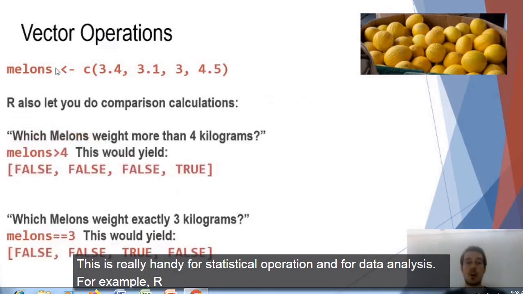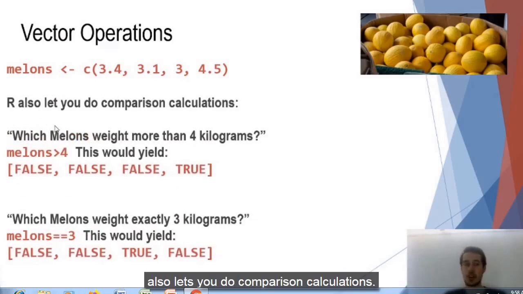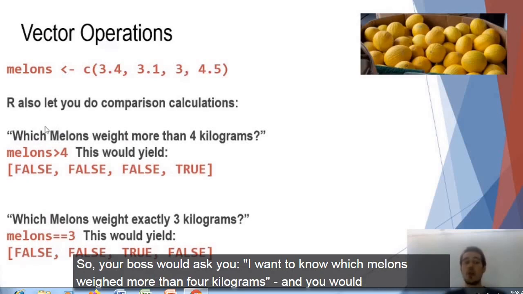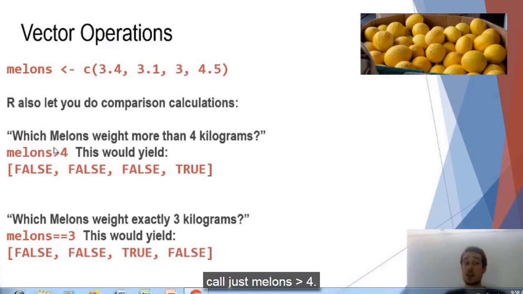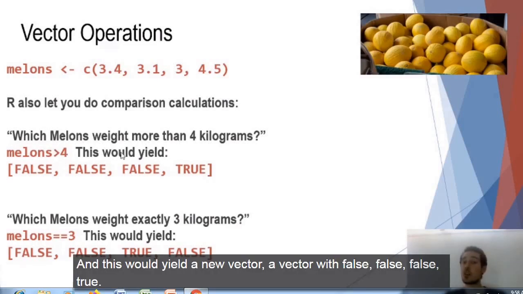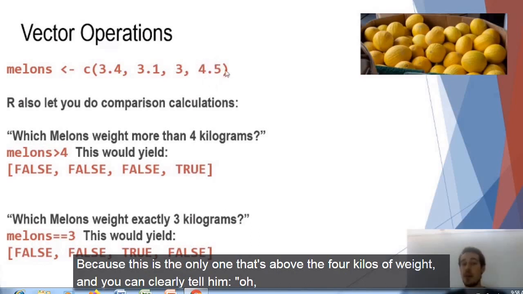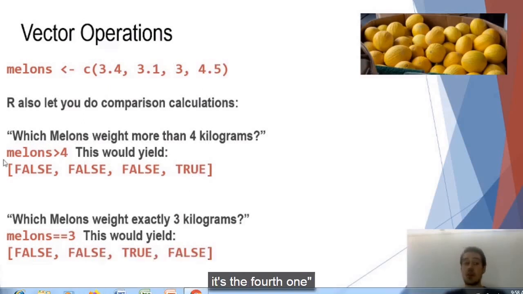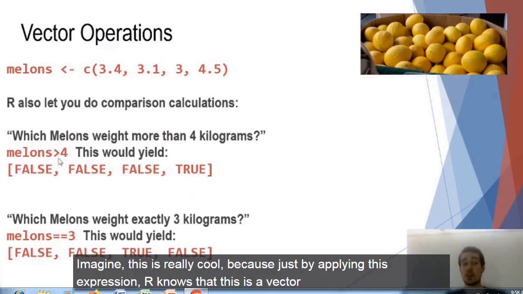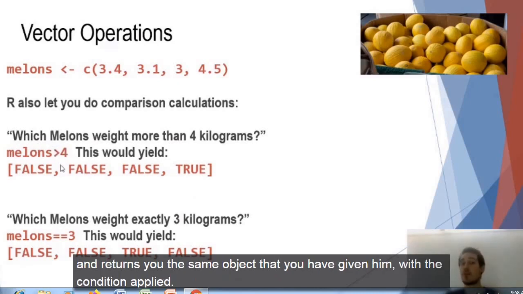For example, R also lets you do comparison calculations. Your boss would ask you, I want to know which melons weigh more than 4 kilograms. You would call just melons greater than 4, and this would yield a new vector with false, false, false, true. Why is the fourth element true? Because this is the only one that's above 4 kilos of weight. And you can clearly tell, oh, it's the fourth one. This is really cool because just by applying this expression, R knows that this is a vector and returns you the same object that you have given it with the condition applied.